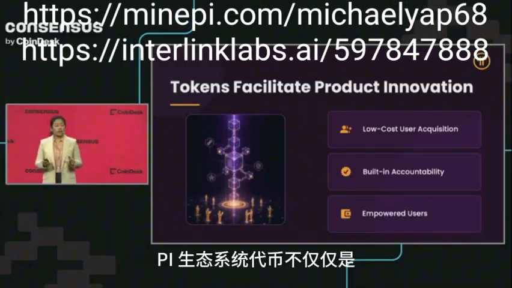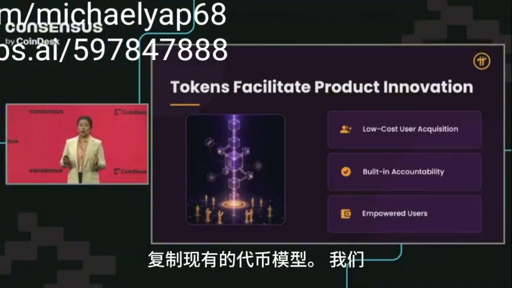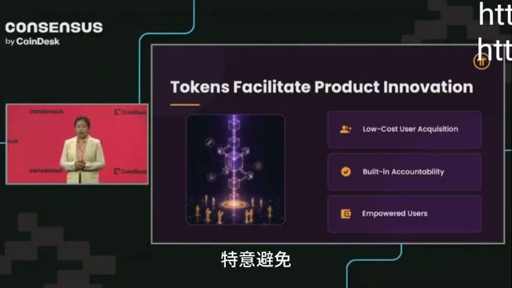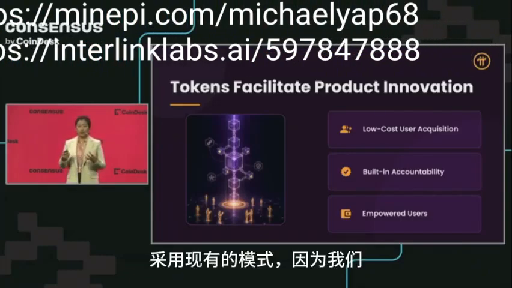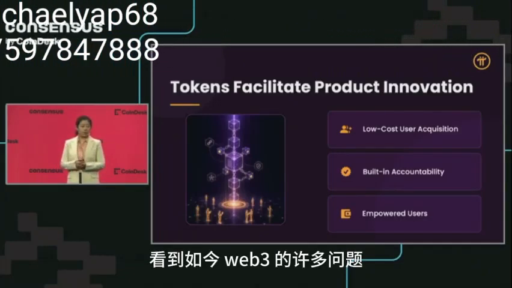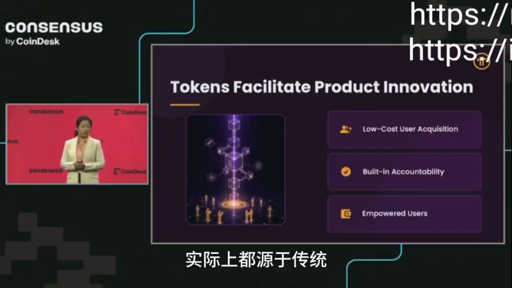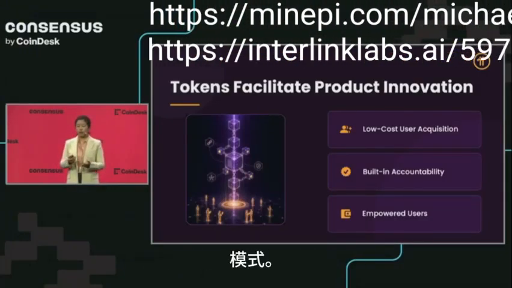Pi ecosystem tokens are not just about copying existing token models. We actually, specifically, deliberately avoid copying from existing models, because we see many of the problems of Web3 these days actually stem from the traditional models.